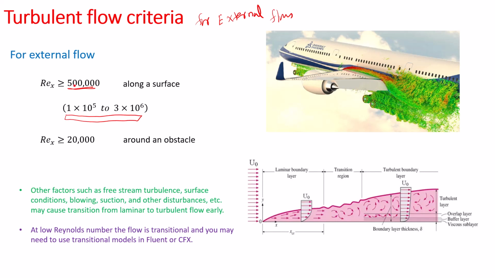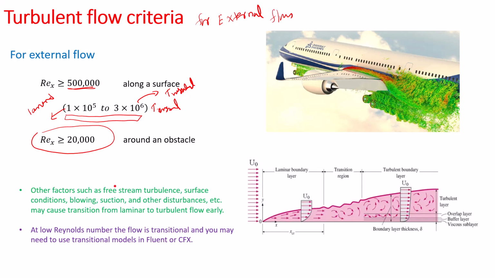But this is not the real case. In the real case, the flow from 1 times 10 to the power 5 to 3 times 10 to the power 6 is transitional. Any Reynolds number less than this is laminar, and any Reynolds number greater than this is turbulent. But this is only true for surfaces without much height or thickness. Around an obstacle, like a pole or a circular cylinder, the flow becomes turbulent at around 20,000. Other factors will also make the flow turbulent very early.